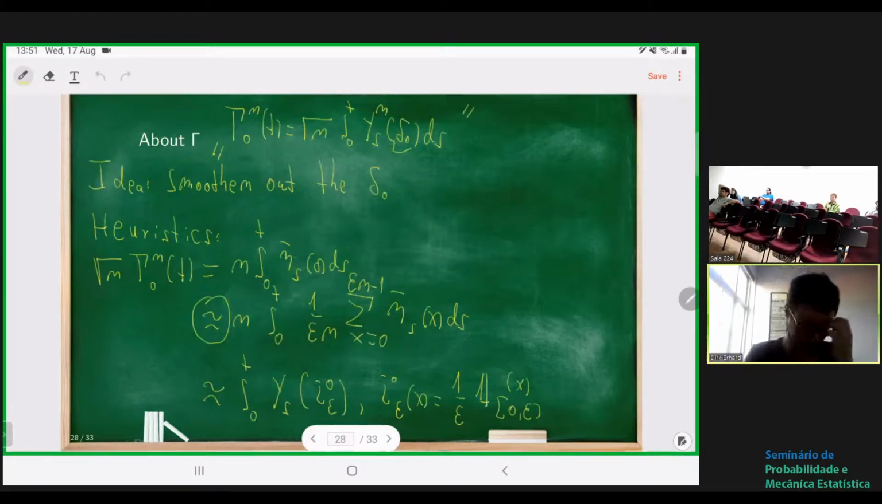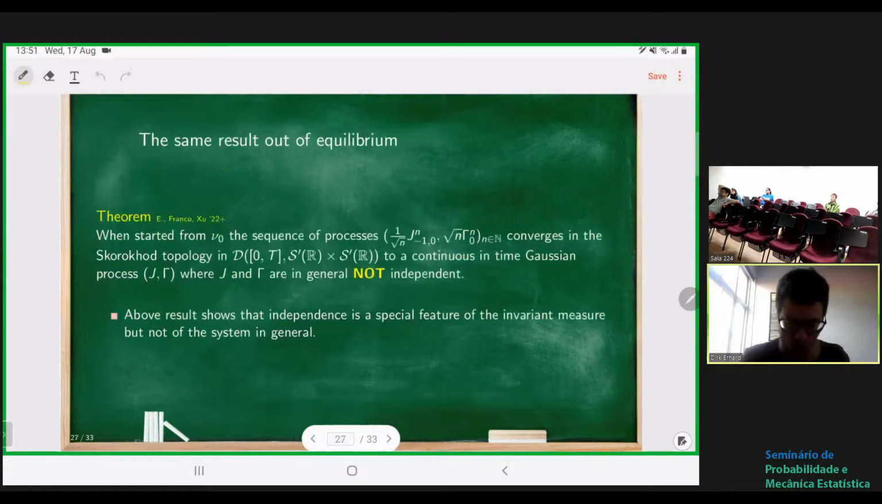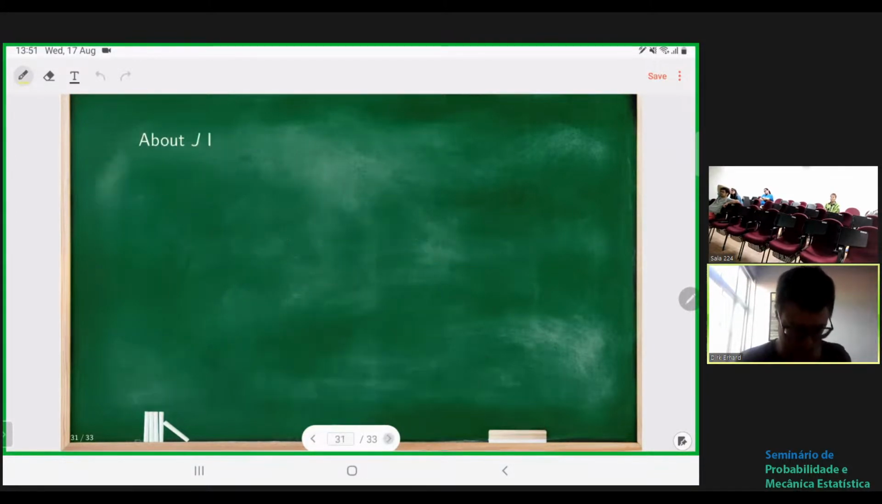Okay, so this is about gamma, and I'm seeing that I'm running out of time. So let me spend 1 or 2 minutes on the tightness of the process J. What about the tightness of the process J?